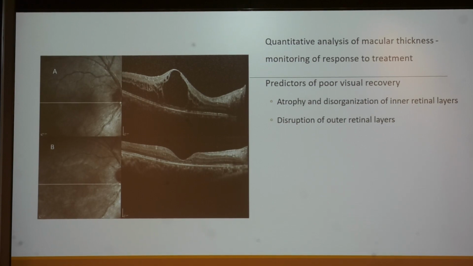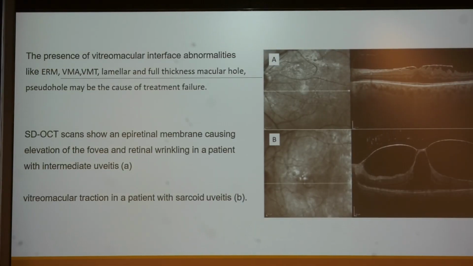outcome in an OCT, like atrophy and disorganization of inner retinal layers and disruption of outer retinal layers. The presence of vitreomacular interface anomalies like ERM, VMA, VMT and macular hole indicate the cause of treatment failure. The first picture shows an ERM and the second picture beautifully shows a vitreomacular traction.